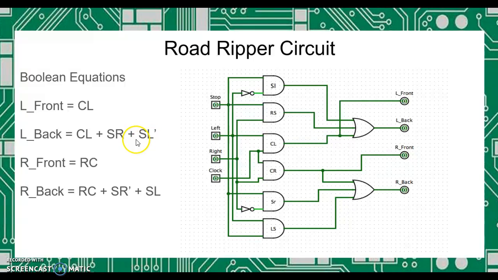And then for our last, we have SL naught. So in order to get that L naught, we have to come up here and add our inverter to take that from L to L naught, and then we have stop coming in here. This all feeds into our OR gate and into our output. Continue to do that for the last 2 variables as well.